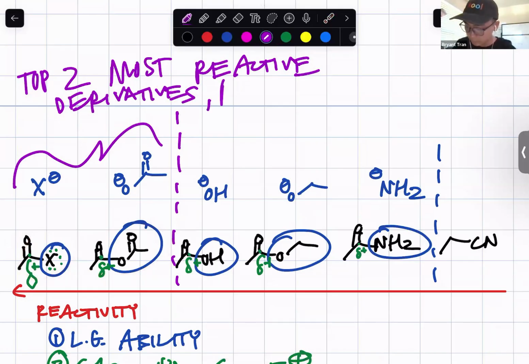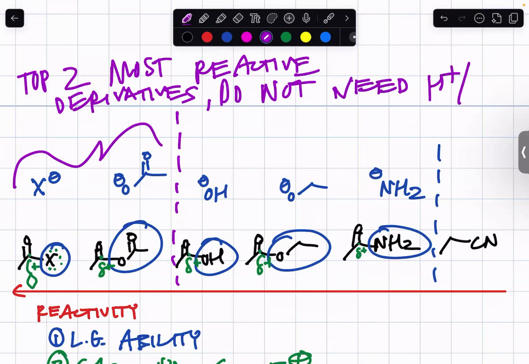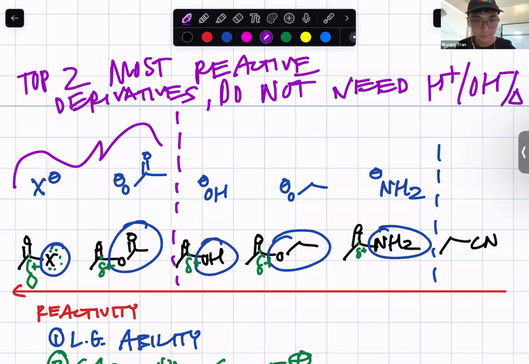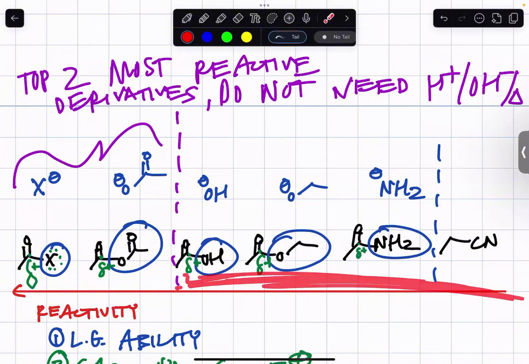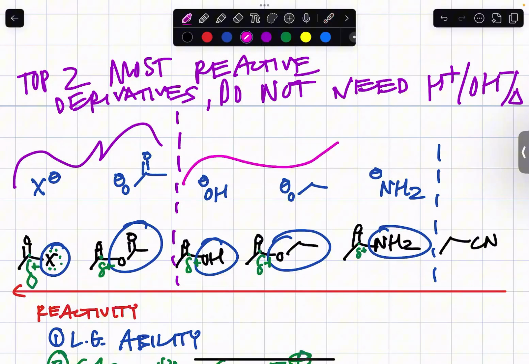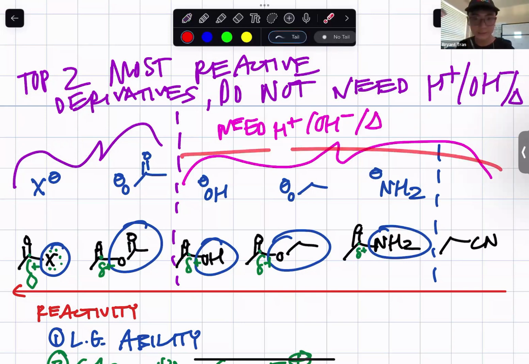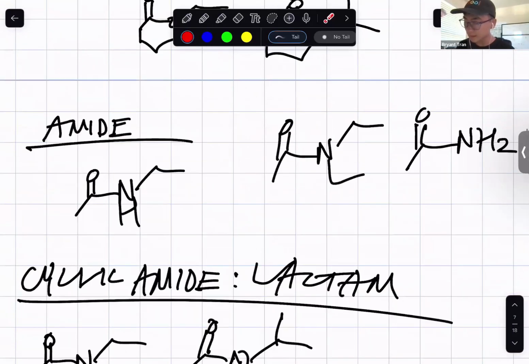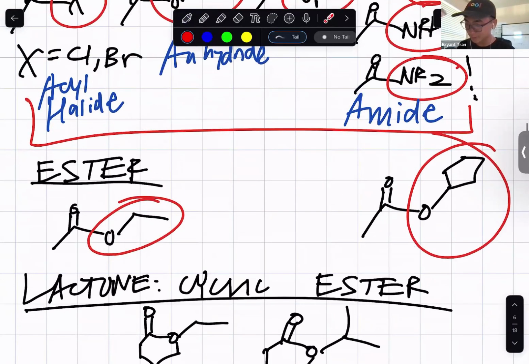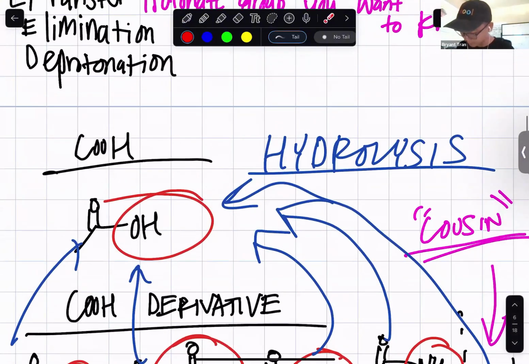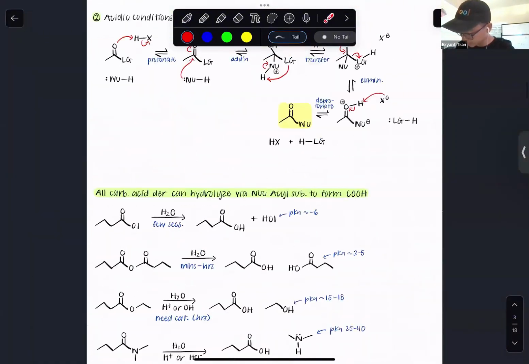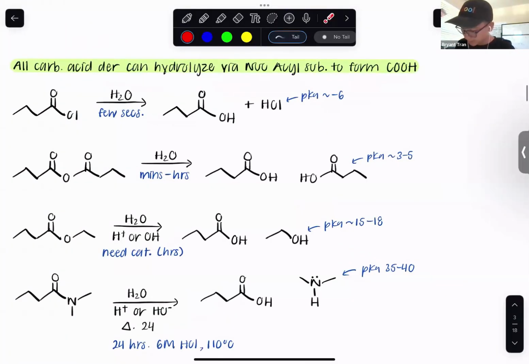They do not need an acid catalyst or a basic catalyst or heat. Whereas these lower, less reactive derivatives here will need an acid catalyst or base catalyst or heat to make the reaction go through. So let's look at some examples of that. It's going to be more clear with a chart and table, but that's better after we learn all the reactions individually.